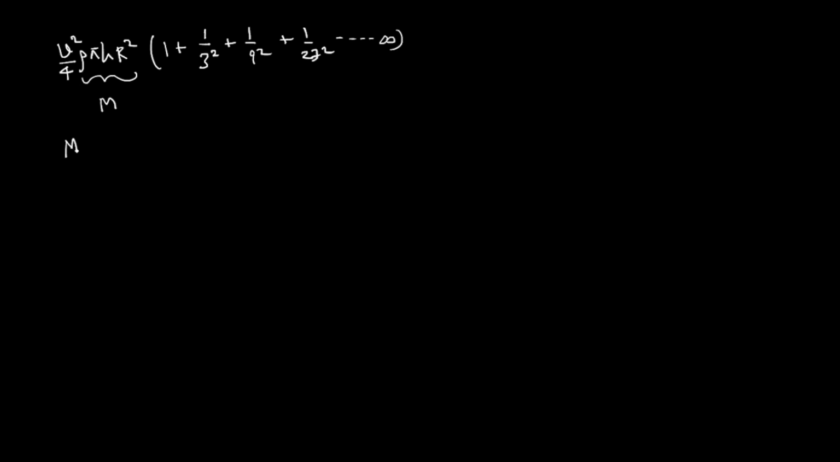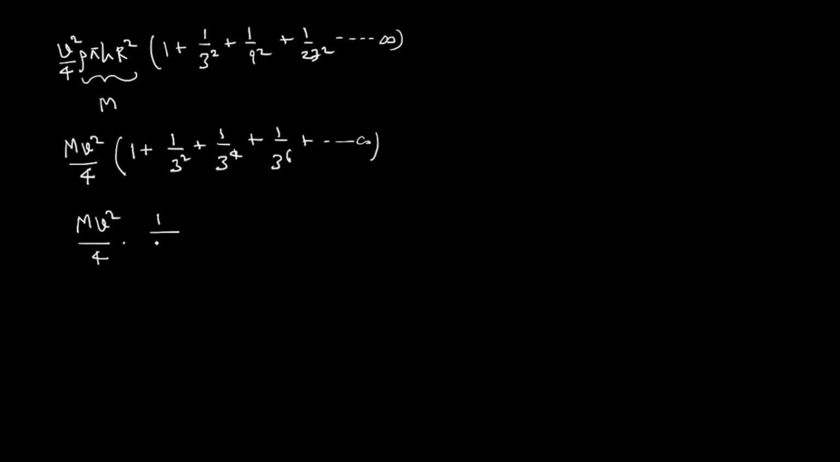That means it becomes m V square upon 4 times this GP, isn't it? 1 plus 1 by 3 square plus 1 by 3 raised to power 4 plus 1 by 3 raised to power 6 plus this one up to infinity. So this becomes m V square upon 4 times a upon 1 minus r, so 1 upon 1 minus 1 upon 9. That is m V square upon 4 times 9 upon 8. So the bigger term, whatever we were needing, we have got.